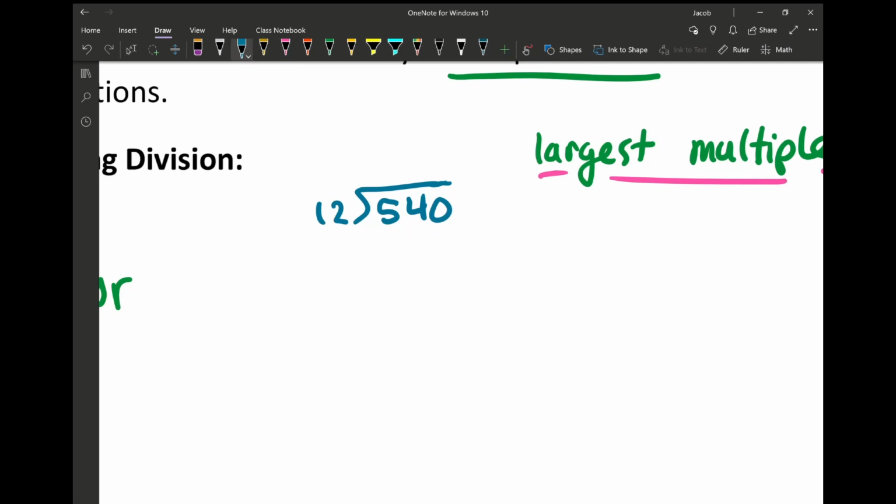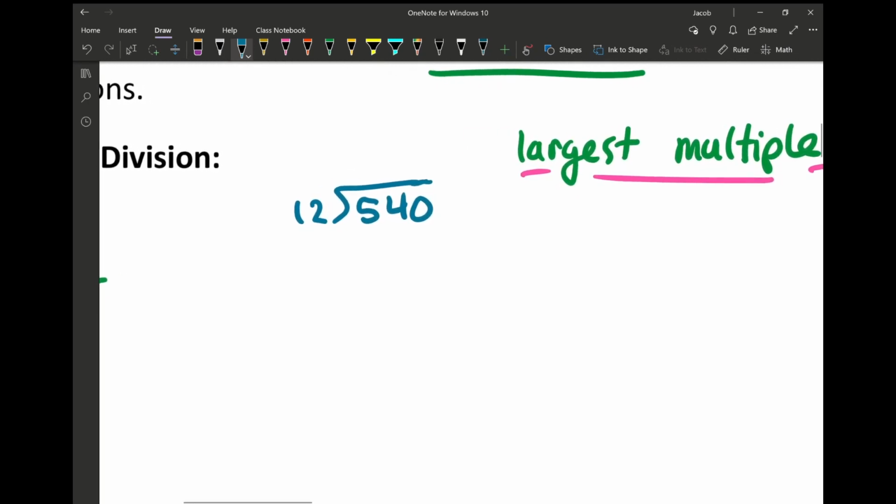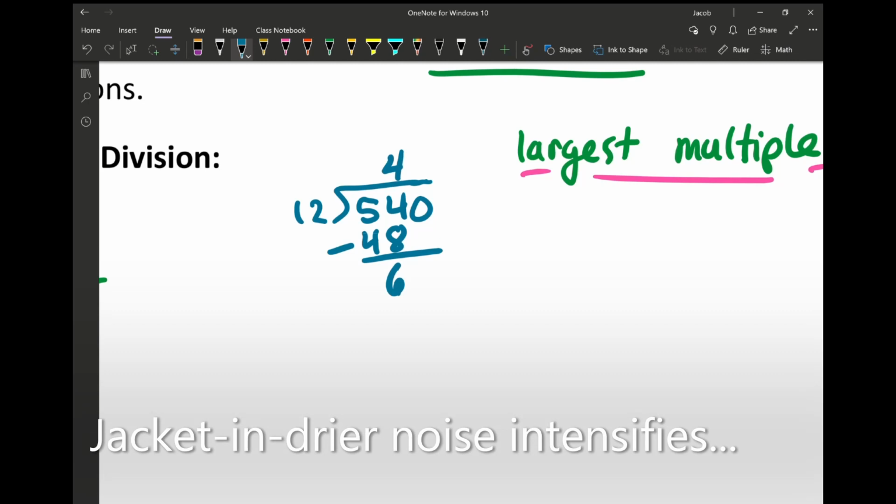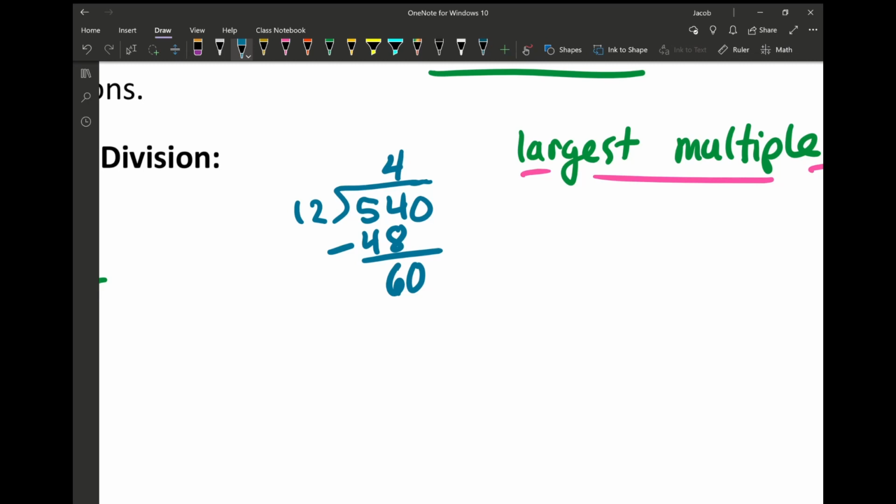So the largest multiple of 12 that fits in 54 is 48. So what do I multiply 12 by to get 48? That's 4. So that means I multiply now. So multiply 12 by 4, I get 48. And then I subtract, and I get 6. And then I've got 0 that I move down. And then I start the process over again.